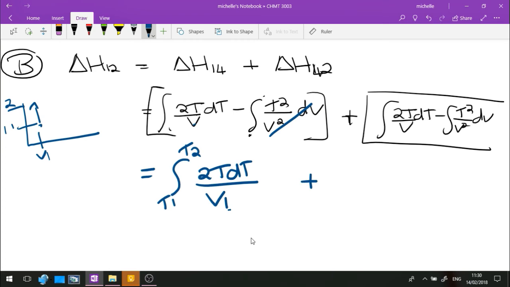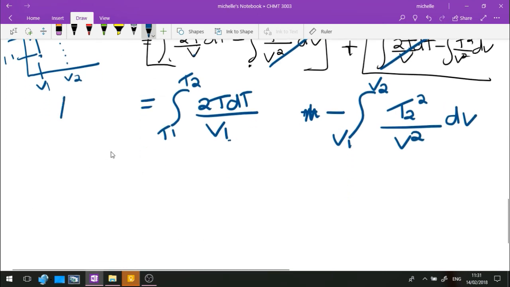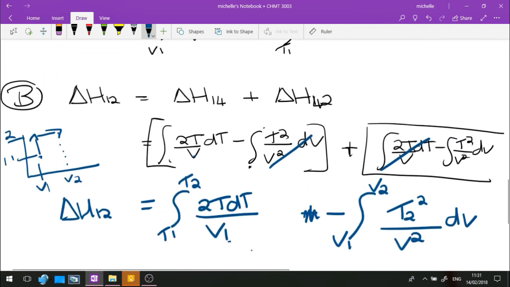Plus what happened from 4 to 2. From point 4 to point 2, my v's changed, but my t was constant at t2. So if my t was constant, this term cancels out, and then I traveled from v1 to v2, and that's a negative. And then what do I get? I have to evaluate it at t2 squared over v squared. So I have to integrate for dv. And then that's your delta H12 for 2 different paths.